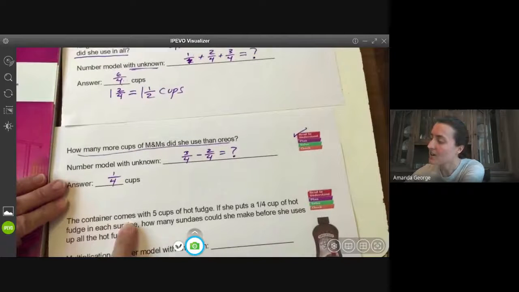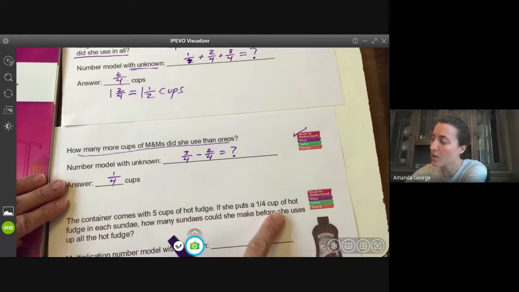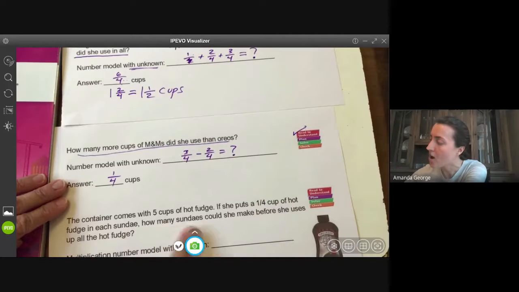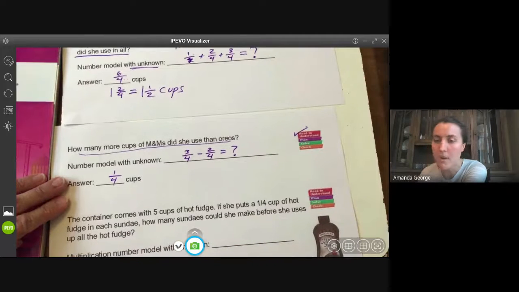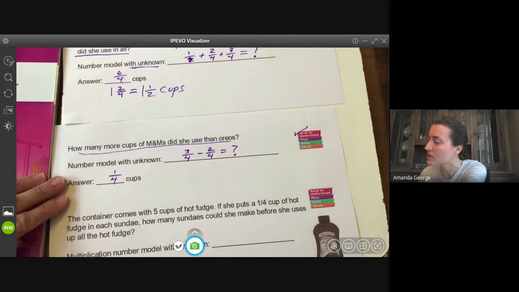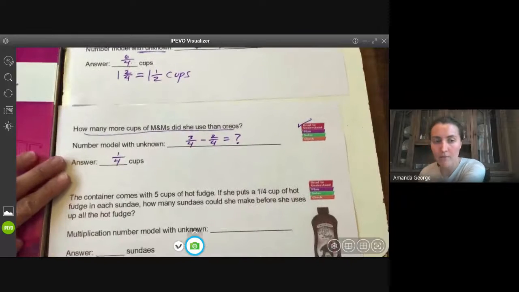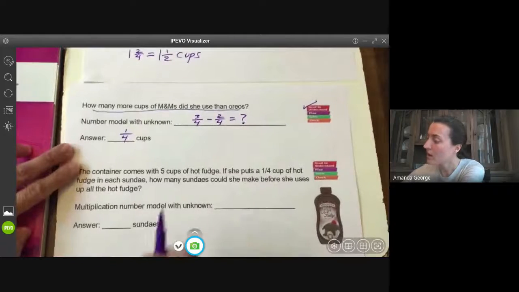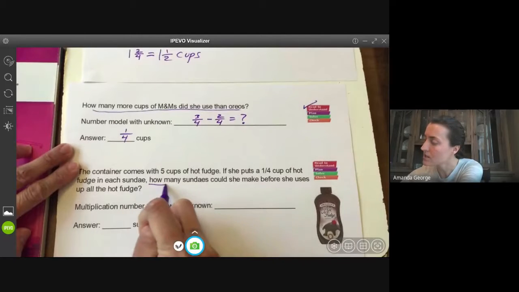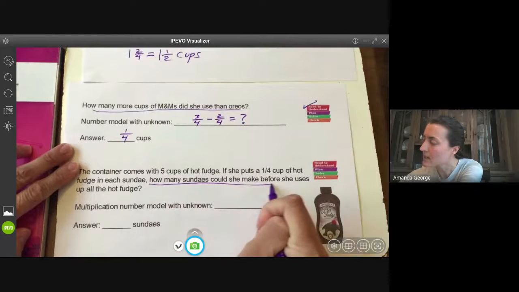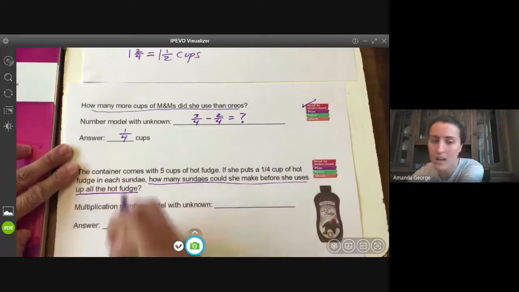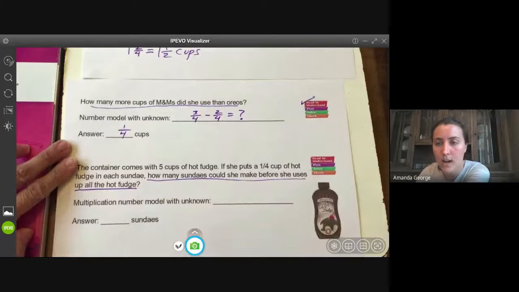The container comes with 5 cups of hot fudge. If she puts a 1/4 cup of hot fudge in each sundae, how many sundaes could she make before she uses up all the hot fudge? So let's underline our question. How many sundaes could she make before using up all the hot fudge?